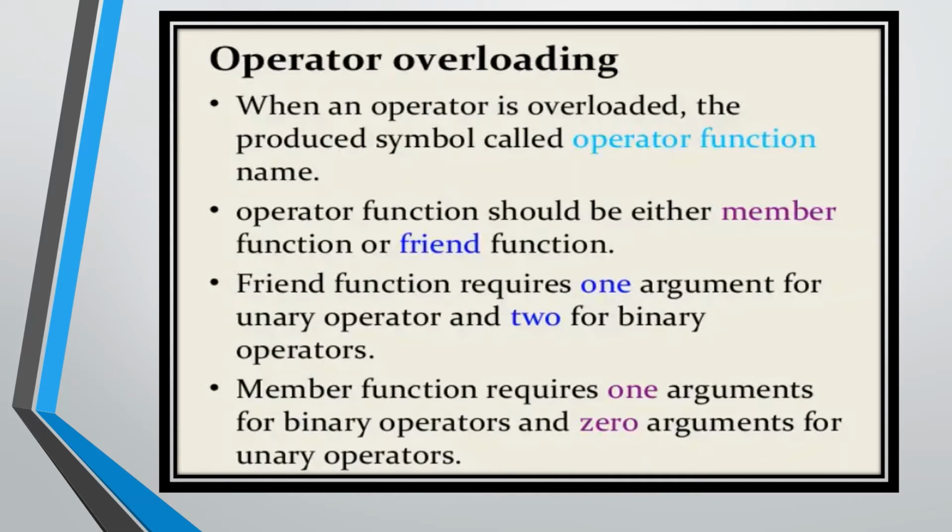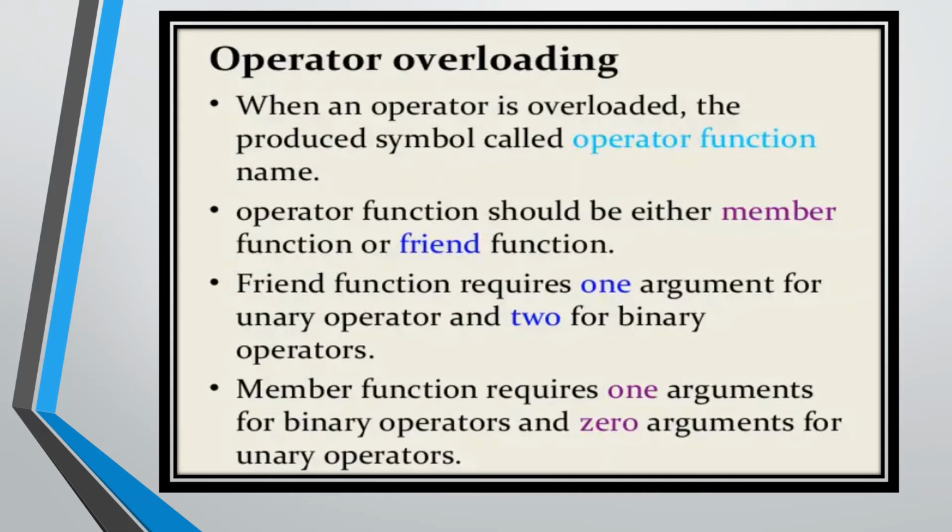And when we consider the binary operator, there will be one operator and two operands. So in a plus b, plus is the operator and a and b are the operands. The operation addition is going to be performed on two operands, so it is called a binary operator. Member function requires one argument for a binary operator and zero arguments for a unary operator. This is the difference between the friend function and the member function when we perform operator overloading.